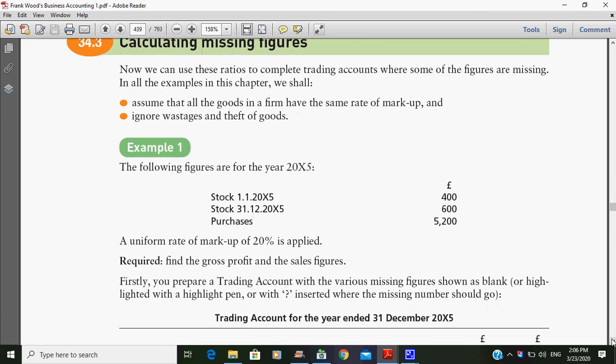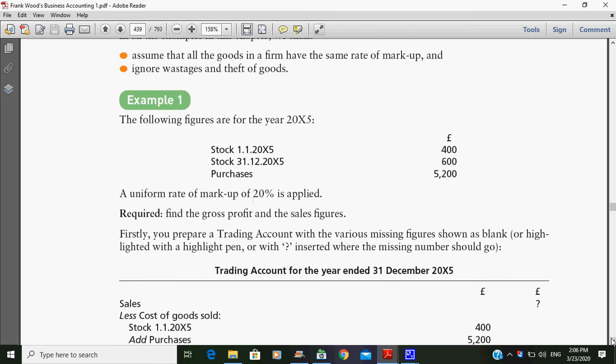Now, in this example, you have an opening stock of 400, a closing stock of 600, and purchases of 5,000 items, but a uniform rate of markup of 20% is applied. So find the gross profit and the sales figure in this question.